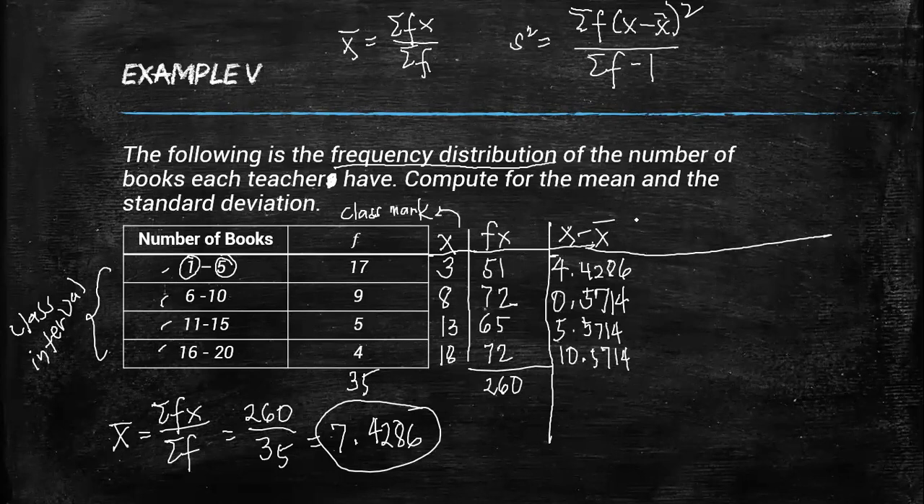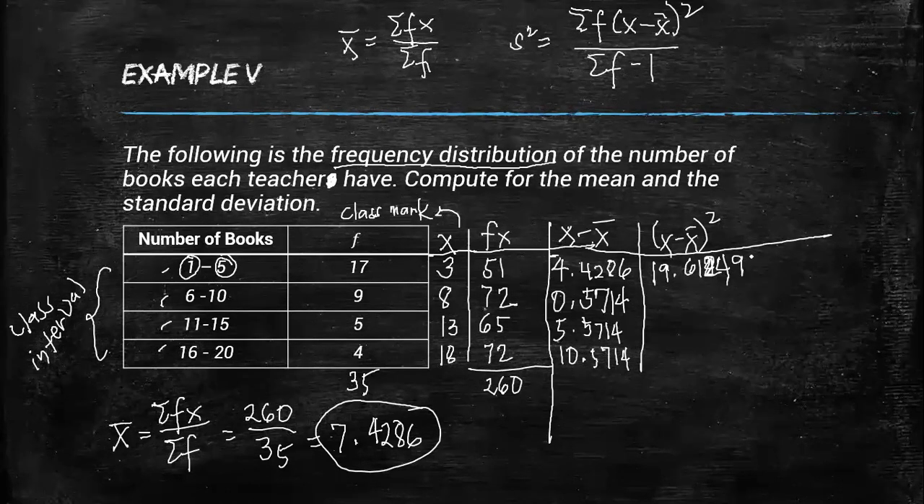Tama? So, ayun. Ngayon class, next step is squared. X minus x bar squared. I-squared natin yan isa-isa. So 4.4286 squared, that would be 19.6124. Round off to 6 decimals, di ba? Maximum of 6 decimals. So 19.612498.